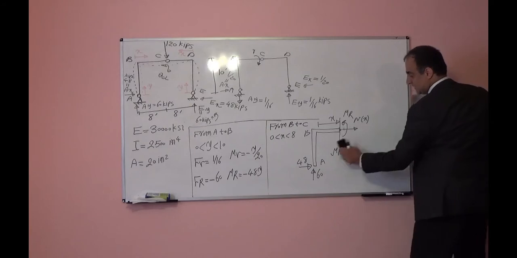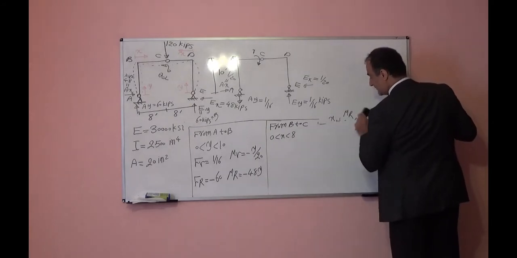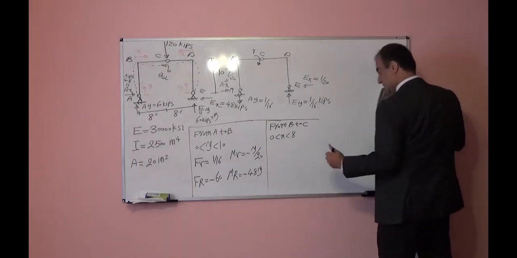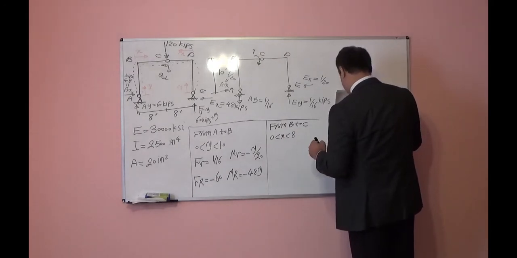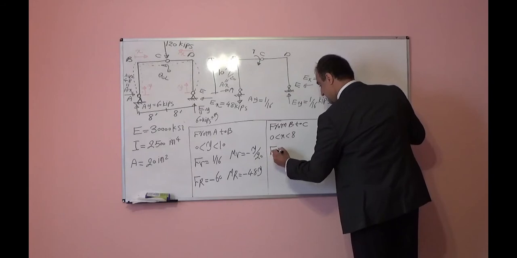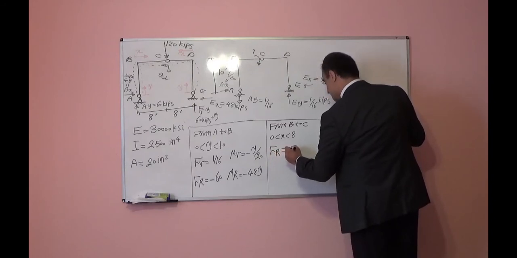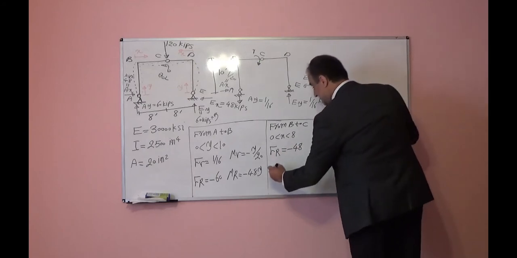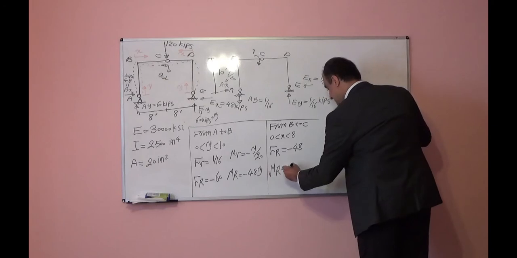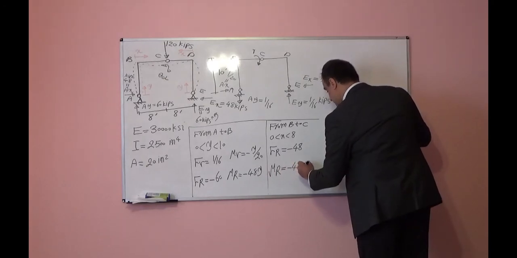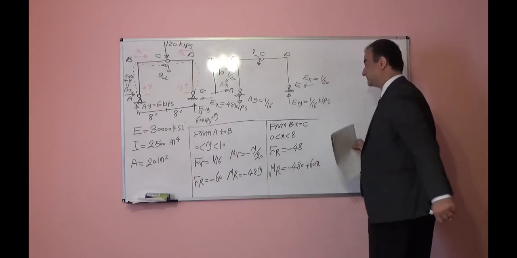So I write this here. So from B to C, internal axial force will be negative 48 because it is compression, and MR will be negative 480 plus 60x.